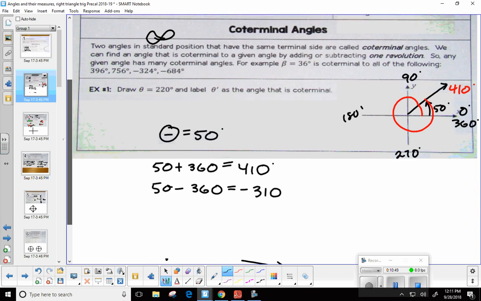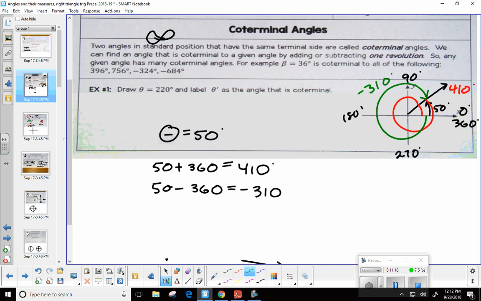Now remember, we're not saying that the angle itself is negative. You're still going to have a 310 degree measure, but we're just saying it's how you rotate. So we're going to rotate clockwise. Let me do this one in green. So I would start here, and I'm going to rotate around until I hit that. That would be negative 310 degrees. Okay. That'd be the idea for coterminal.